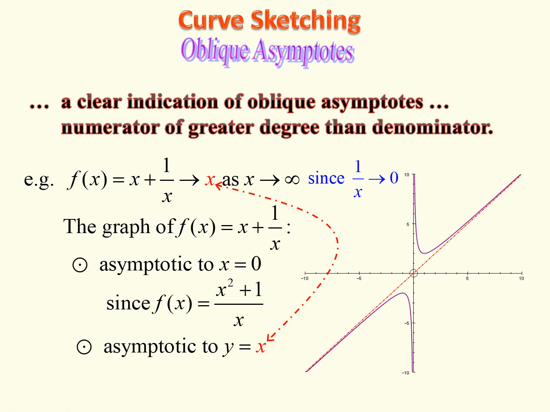As it says, a clear indication of oblique asymptotes is if you've got to draw the graph where you have a polynomial over a polynomial, like here, a second degree polynomial over a first degree polynomial, where the numerator is of greater degree than the denominator. So here are second degree over first degree. This is going to give you an oblique asymptote.